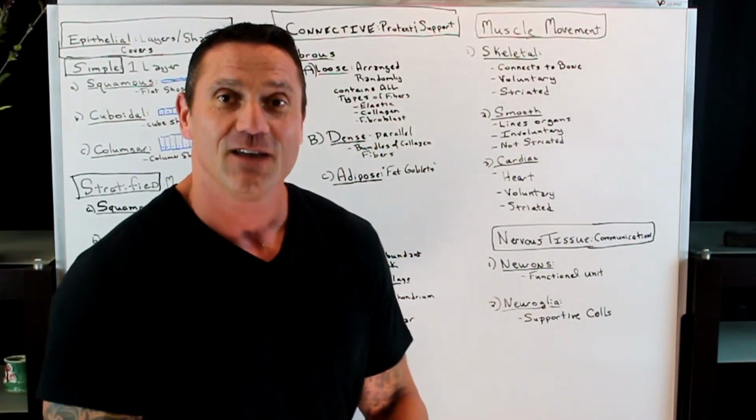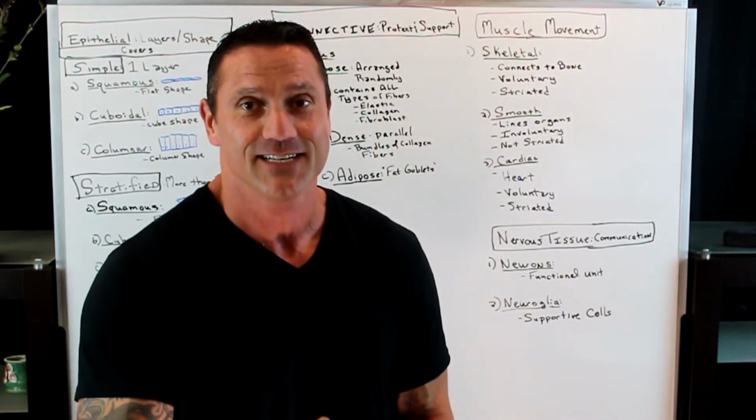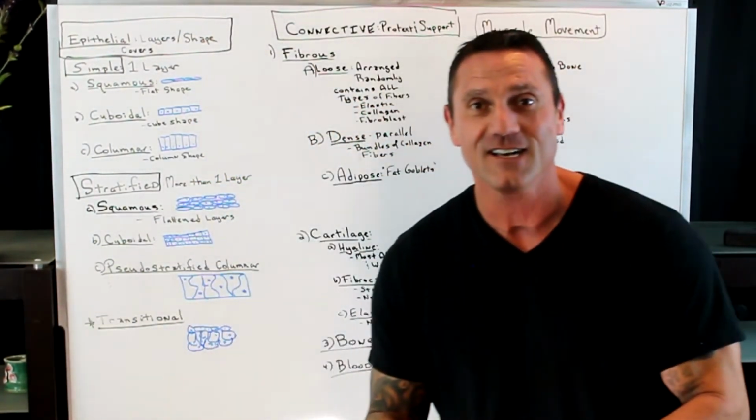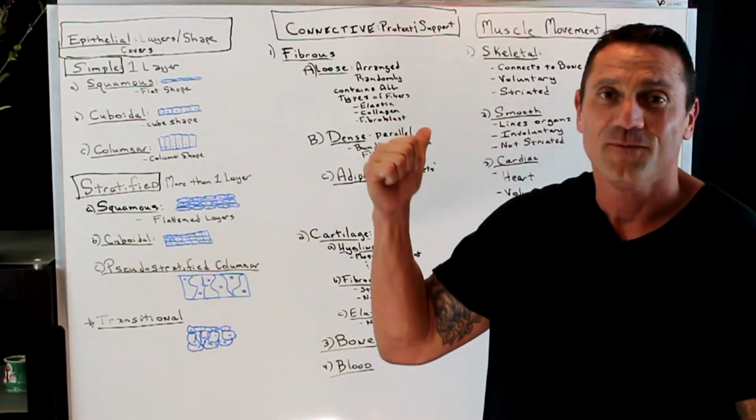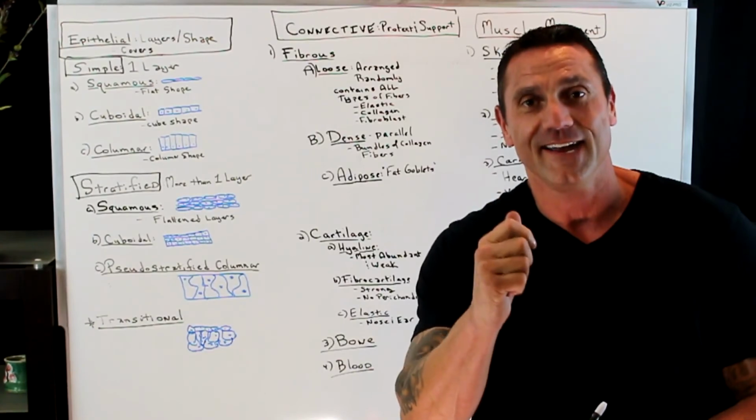The neurons are the functional unit, and the neuroglia are the supportive cells of the nervous tissue. So I hope this helps. Remember, there are four main types: epithelial, connective tissue, muscular, and nervous tissue.